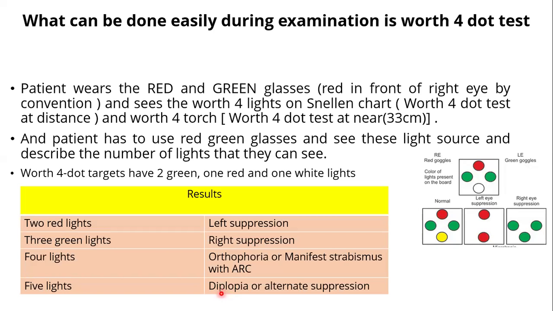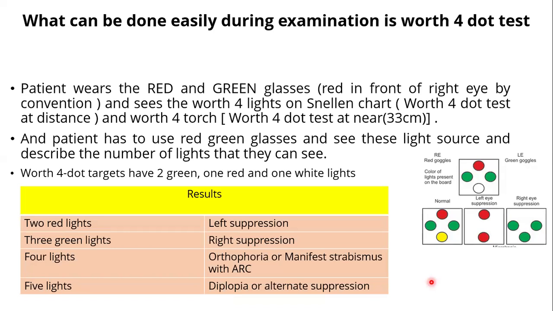Then also we can differentiate whether it is crossed diplopia or uncrossed diplopia. So in uncrossed diplopia, what will the patient see? Anybody? Okay, so in uncrossed diplopia, the patient will see the 2 red dots on the right side and 3 green dots on the left side. If the patient is having crossed diplopia, then he will see 3 green dots on the right and 2 red dots on the left. Okay? Am I clear so far?